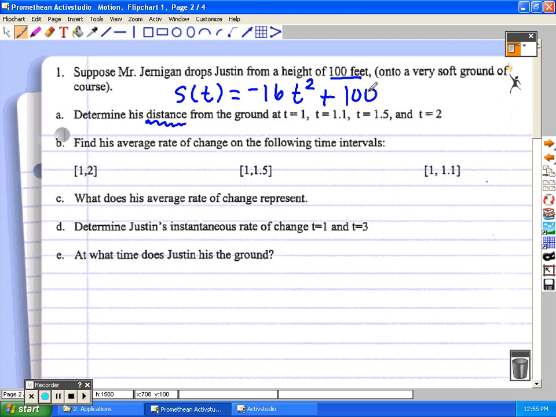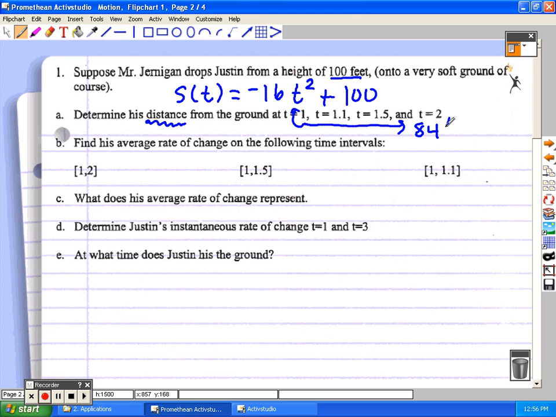Now, I'm not going to give the answers to all of these because you would use your calculator. You would substitute 1, and you would substitute 1.1 and 1.5 and 2. And it would tell you, for example, at 1 second, Justin is 84 feet. He is at a height of 84 feet. Okay, simple substitution.